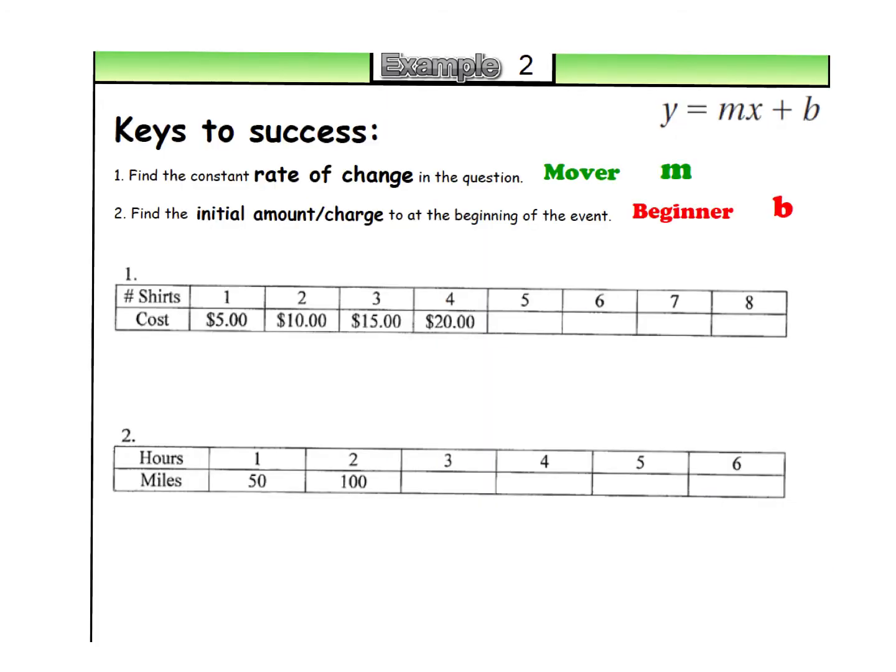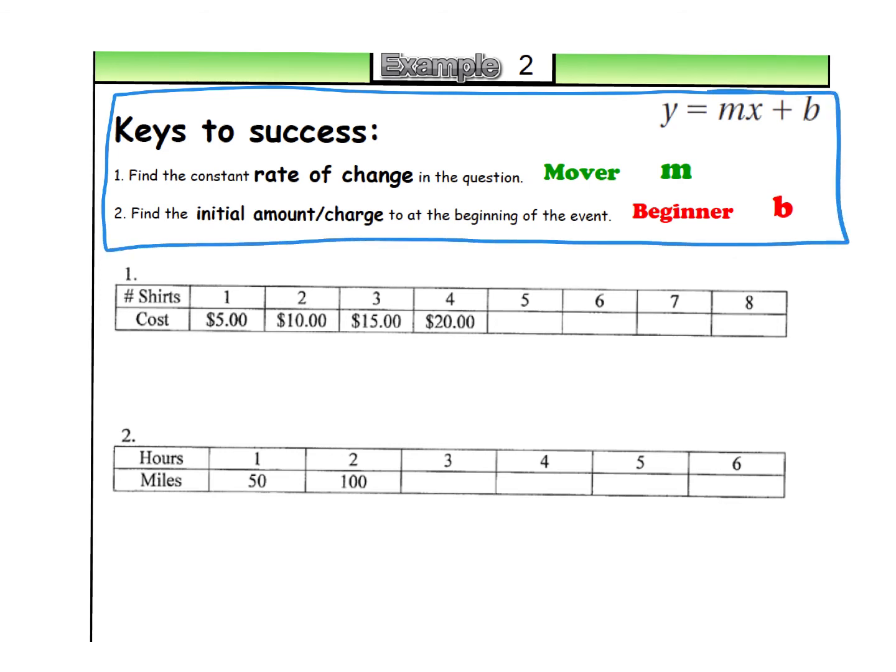What I would like you to have in your notebooks is this part. So pause the video and write it down, and we're going to talk about it. I'm going to start with the number 2. I'm going to go with the initial amount or charge at the beginning of the event. We call that the B or the beginner. That's what's happening at the very beginning. Before you buy anything, before you do anything, that's how much it's going to cost you.